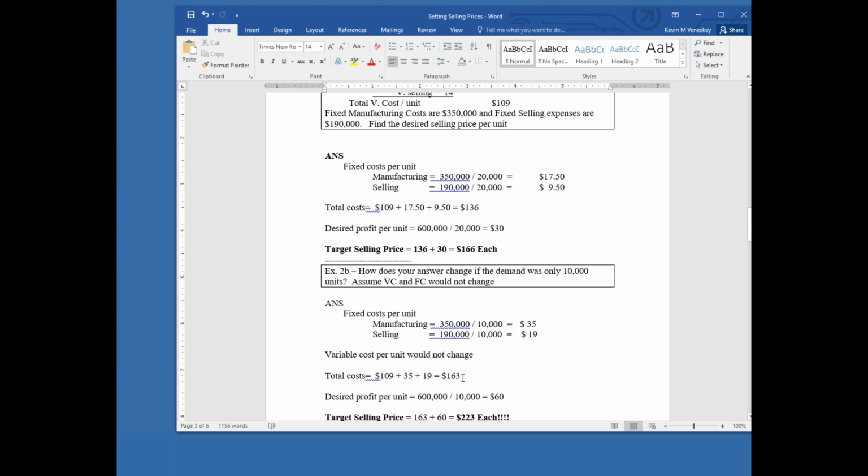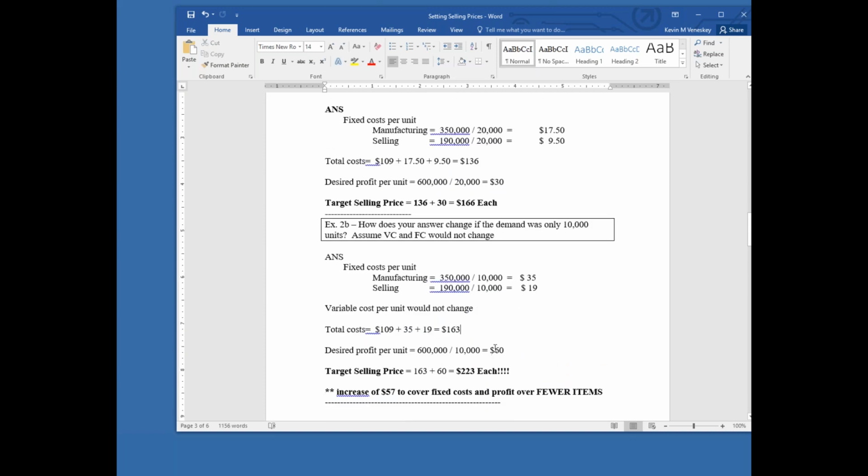So now I'm up to 163 on a just cost basis. Tack on the profit, I'm all the way up to 223 compared to 166 before. So knowing how many units I'm going to sell makes a huge difference. We had a $57 extra increase in price to cover those fixed costs and that profit on those fewer items.